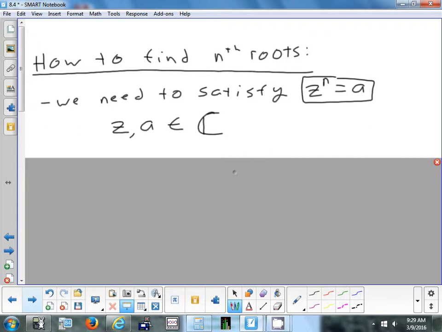Okay, z to the n equals a. And it's important to remember here that z and a are in the set of complex numbers. We're not just dealing with real numbers. We are dealing with complex numbers.